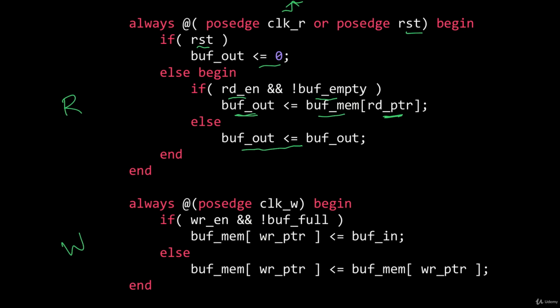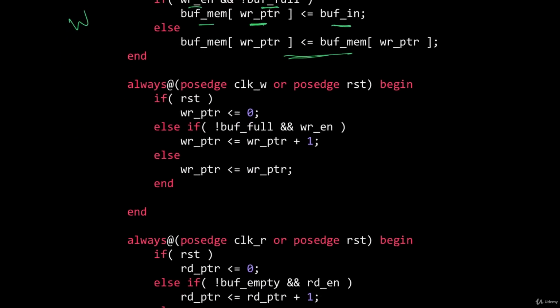The next always block is for write, and at the write clock, you come and check for write enable, and if you are able to write, that means buffer is not full, then you use data in, the buffer in, to write into your memory using the write pointer address. Write pointer is the head. Else, you just keep data as it is. You don't actually do anything.